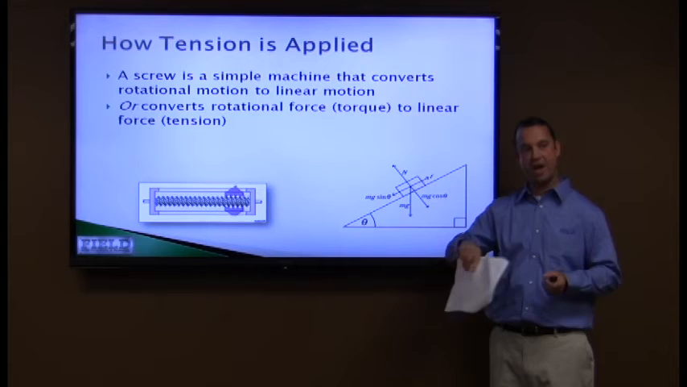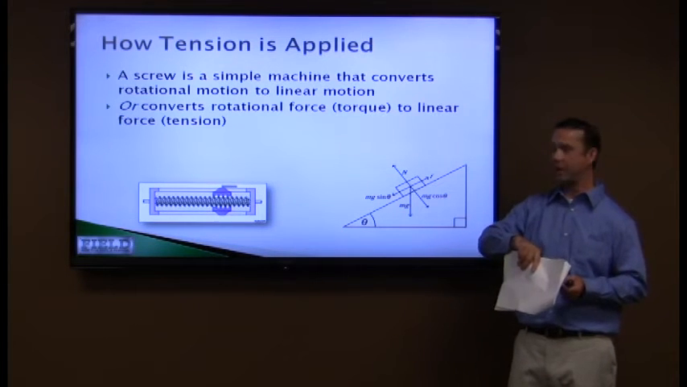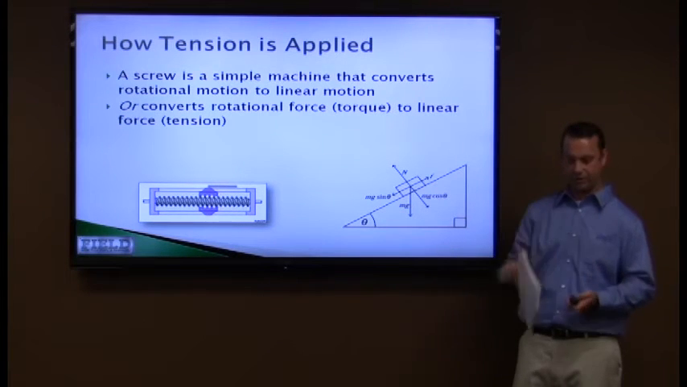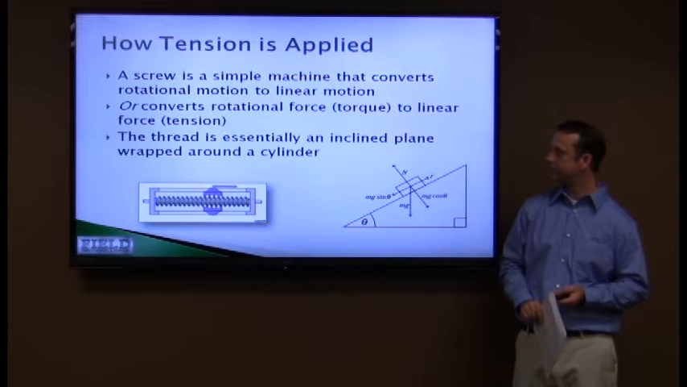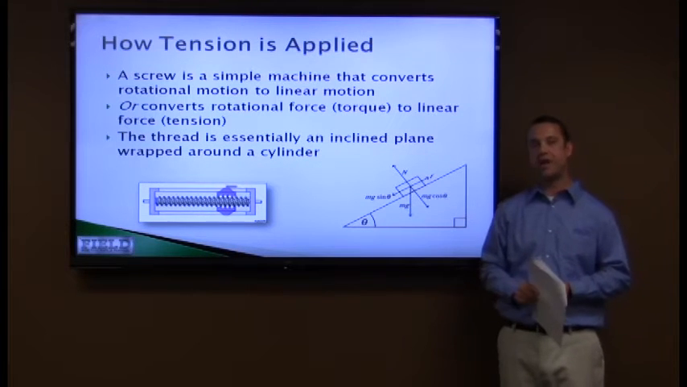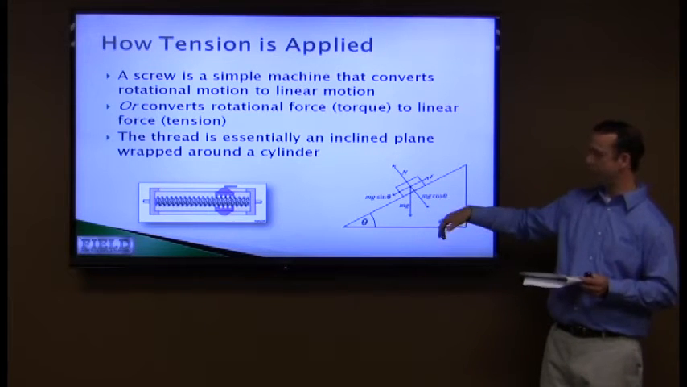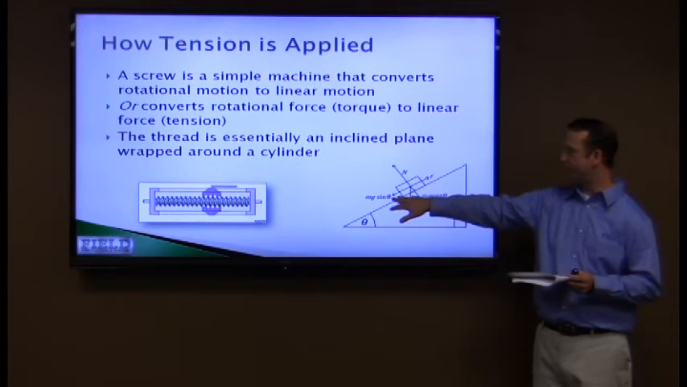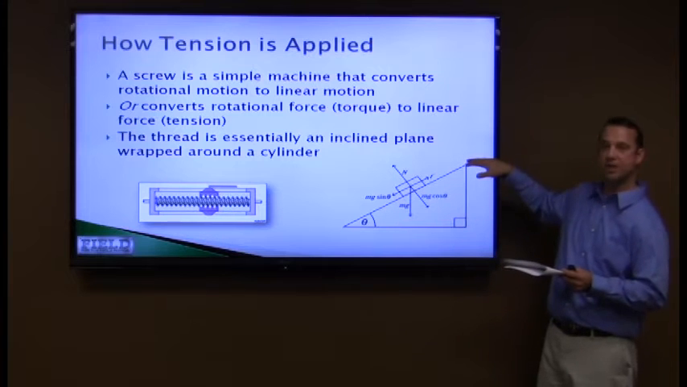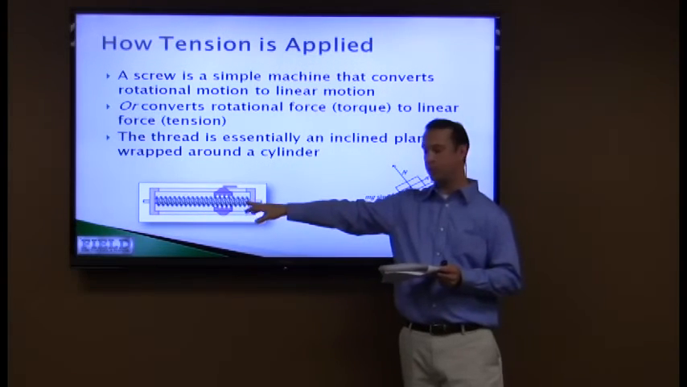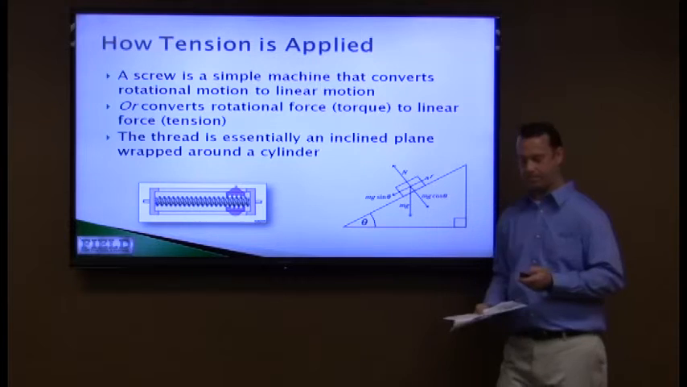We're going to be using it to convert rotational force to linear force. When you put a wrench on the head and you rotate that screw, you're going to turn that rotational force into a tension force. And a thread is essentially an inclined plane wrapped around a cylinder. So when you're tightening the screw, this is a graphical representation. You're trying to take this block and push it up this inclined plane, which is essentially what your screw thread is.